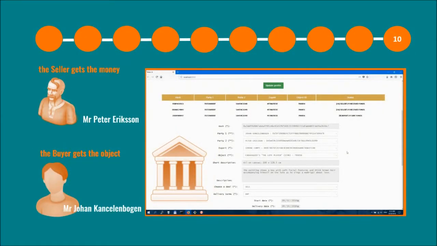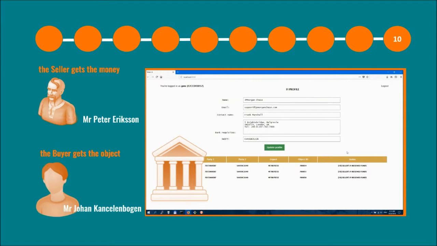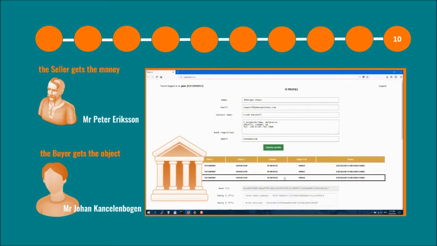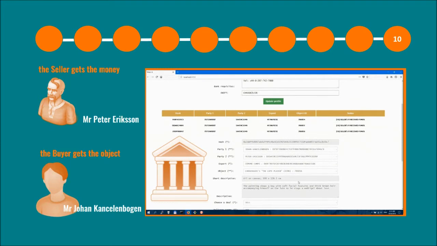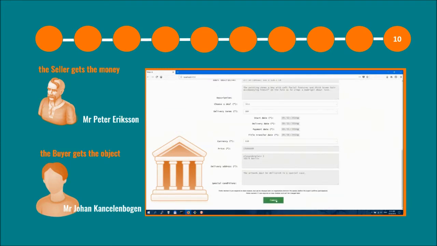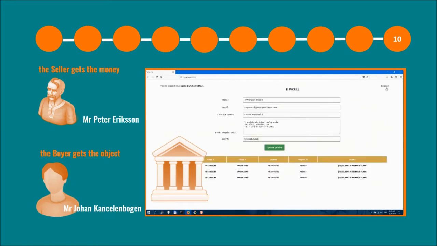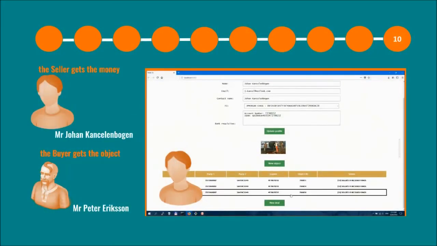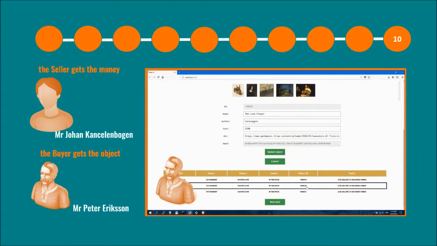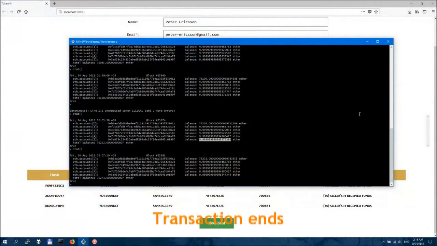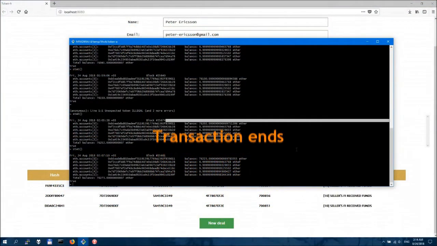Finally, the seller's bank has received the money for Mr. Kanselenbogen and his account is credited. Here the bank confirms it. Once the money transfer is finalized and the object is delivered, the property transfer is triggered on Token A. Here you can see the status of the seller with no object, and this is the status of the buyer with the object. Let's check our state once more.